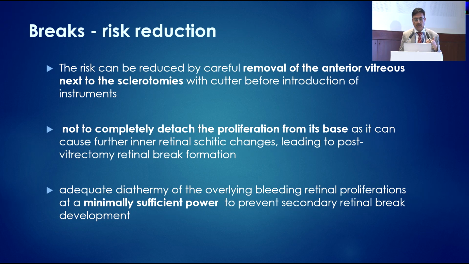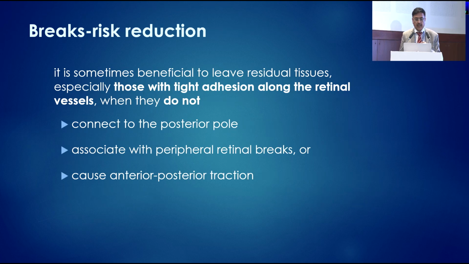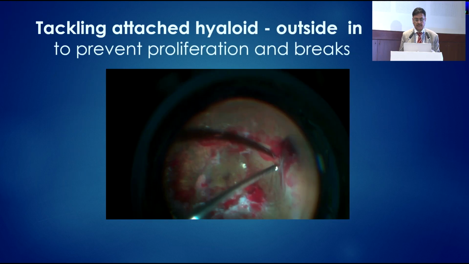Now, how do you reduce the risk of creating breaks? By removing the anterior vitreous next to the sclerotomies. You must be very careful not to completely detach the proliferation from its base sometimes, because it's better to leave these bases alone so that they don't give rise to sciatic formation and later break formation, and use only sufficient diathermy to minimize break formation. And those with tight adhesions that do not connect to the posterior pole are best left alone.